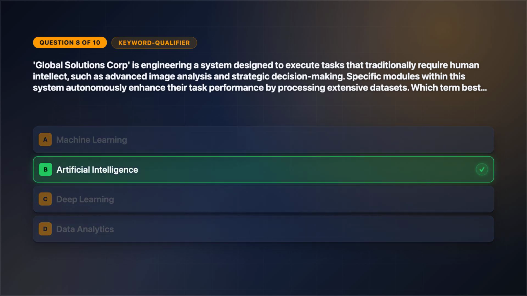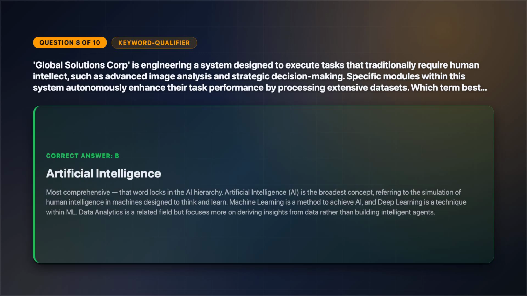The correct answer is option B. Most comprehensive, that word locks in the AI hierarchy. Artificial intelligence, AI, is the broadest concept, referring to the simulation of human intelligence in machines designed to think and learn. Machine learning is a method to achieve AI, and deep learning is a technique within ML. Data analytics is a related field but focuses more on deriving insights from data rather than building intelligent agents.